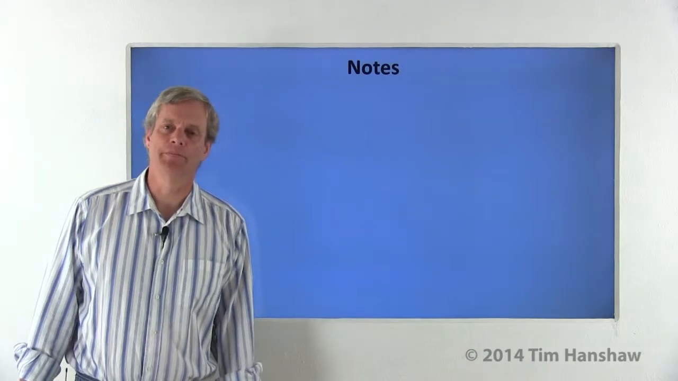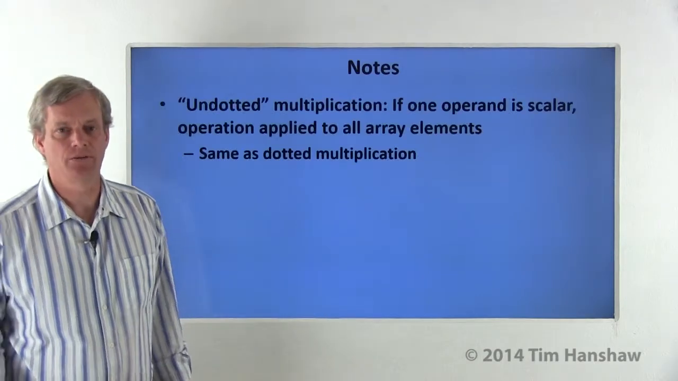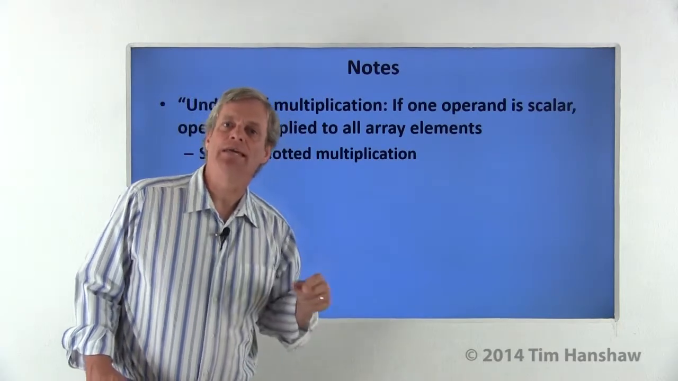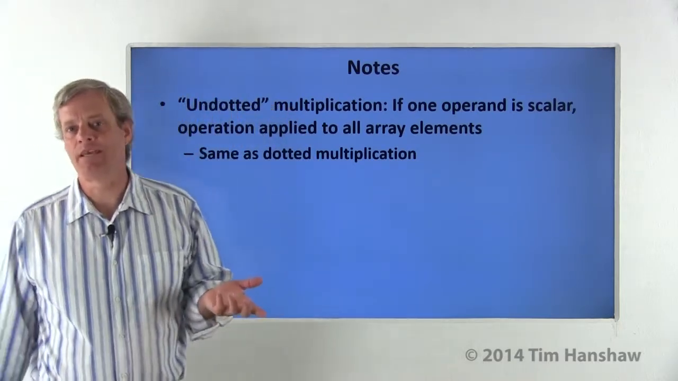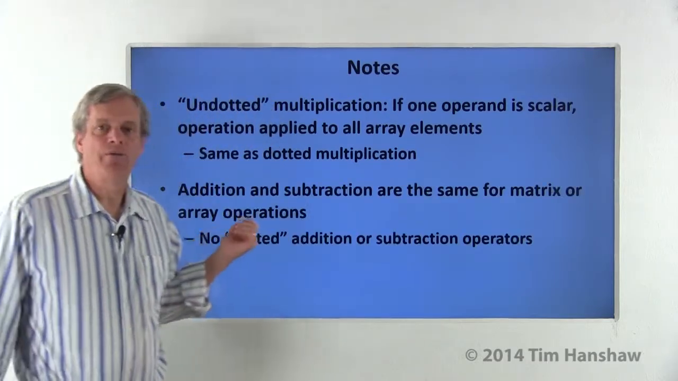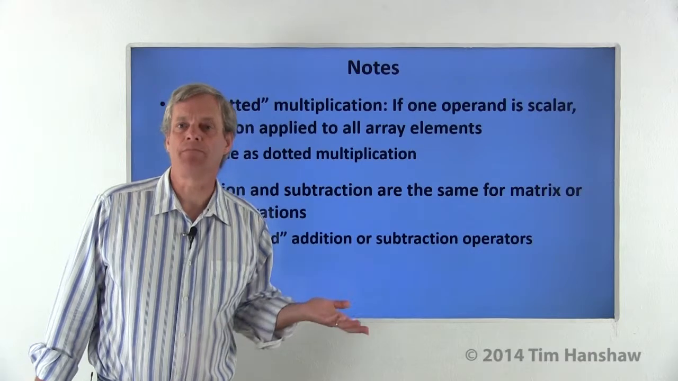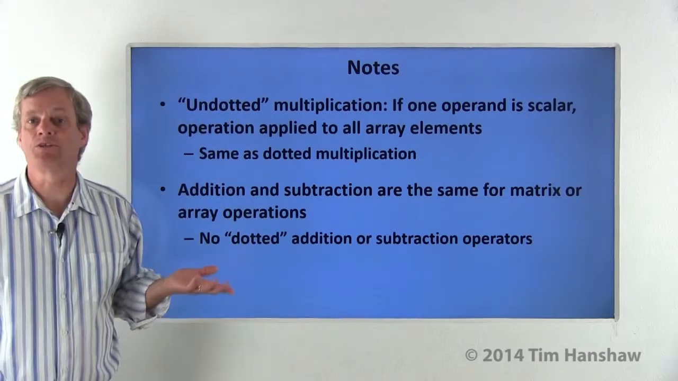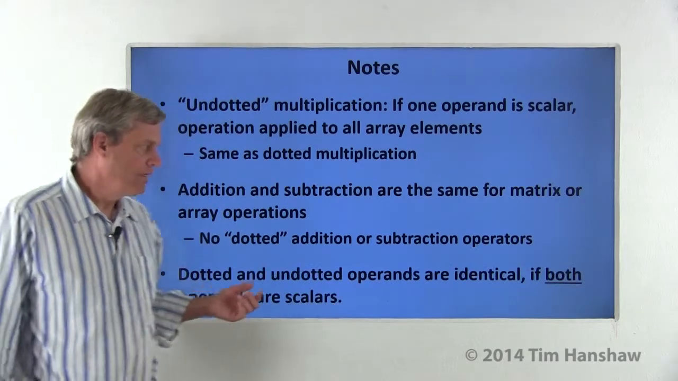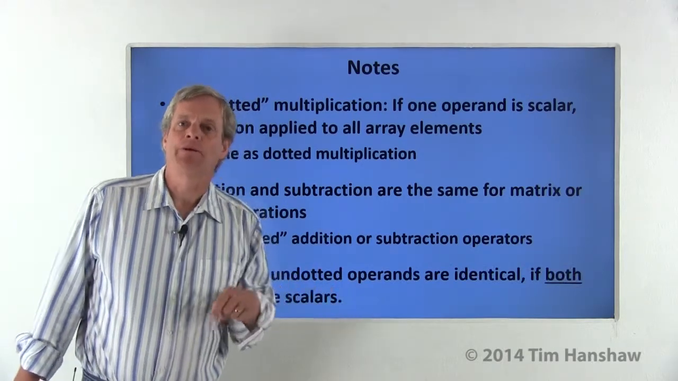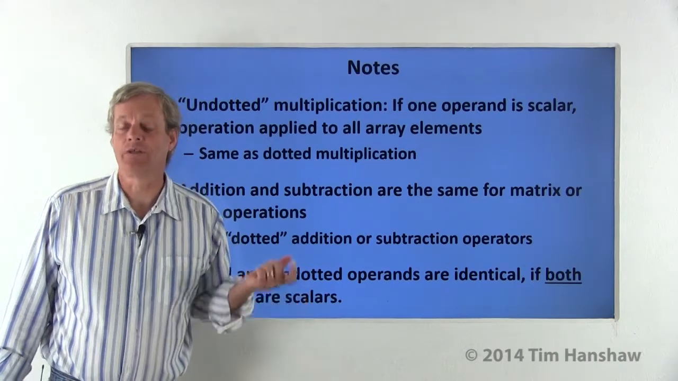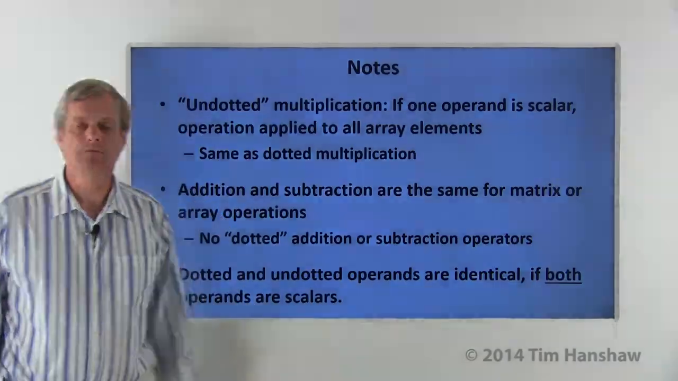Now let's go through a few comments relative to our undotted operators. In multiplication between a scalar and an array, each element in the array is multiplied by the scalar, just as with dotted multiplication. As I mentioned already, addition and subtraction are the same process for array and matrix operations, so we only have one set of addition and subtraction operators. Dotted and undotted operators do exactly the same thing if both of the operands are scalars. There's no difference between the operators.